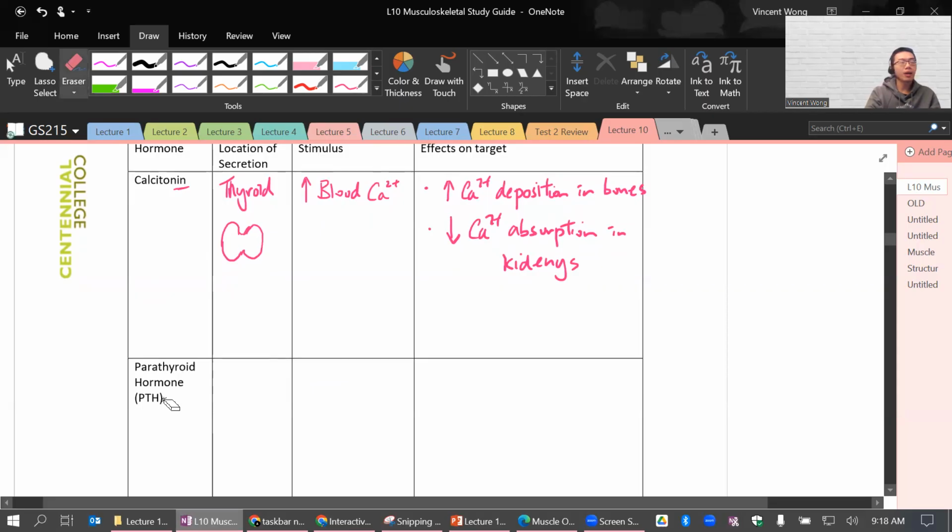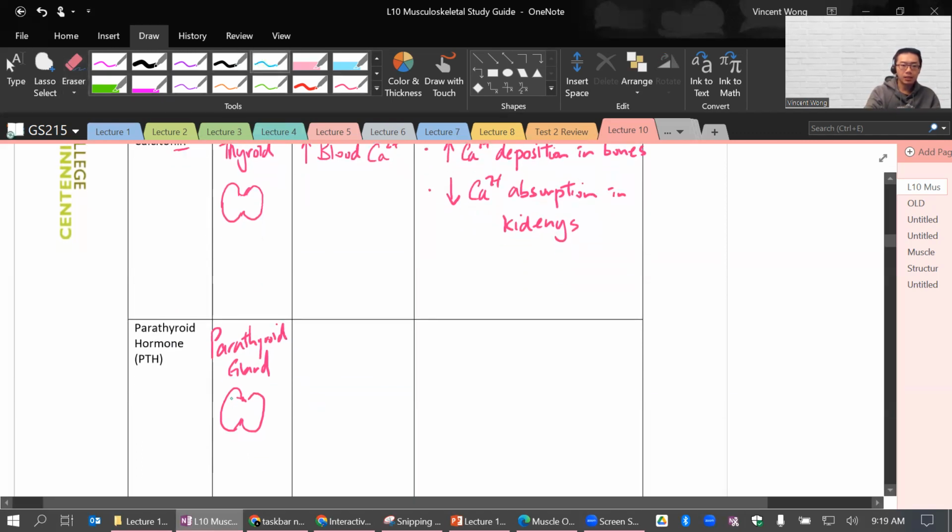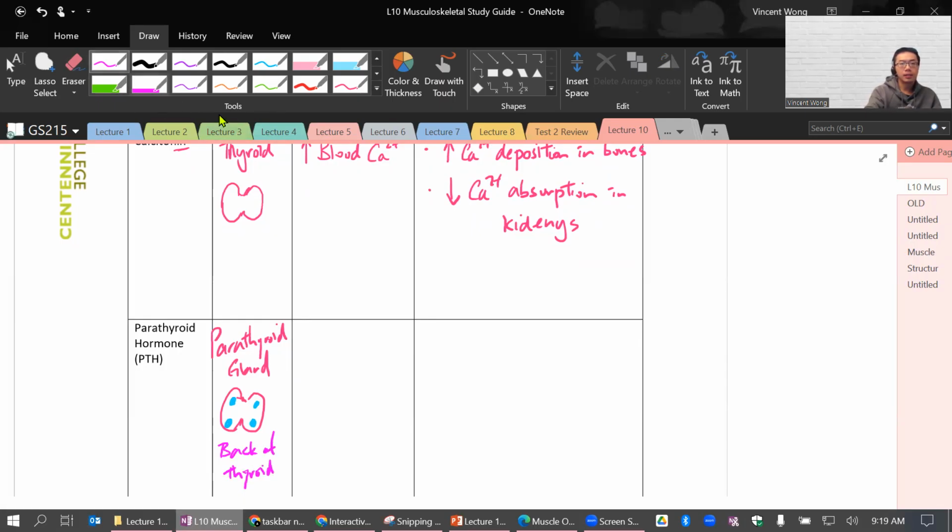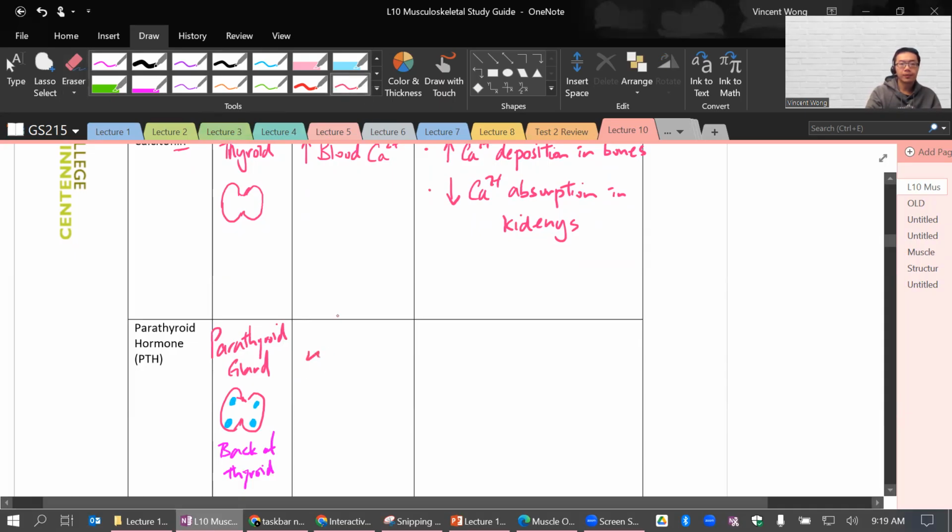Next, we have the parathyroid hormone. Where does the parathyroid hormone come from? It comes from the parathyroid gland, okay, which is on the back of your thyroid, right? This is back of thyroid. Okay. What's the stimulus for PTH? It will be a decrease in blood calcium. Okay.